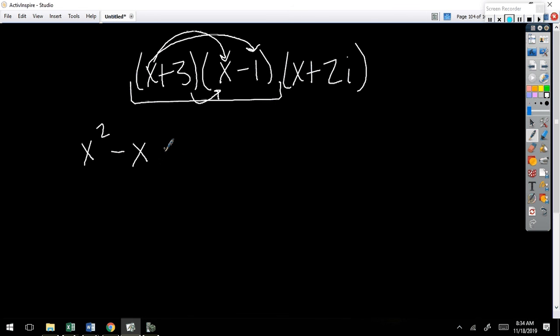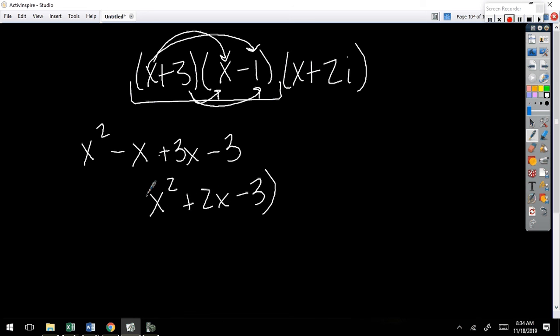3x. Clean it up a little bit. What's it look like? Minus 3. That's exactly right. Now I need to take it to this one. So I have x plus 2i. How am I going to multiply that through?